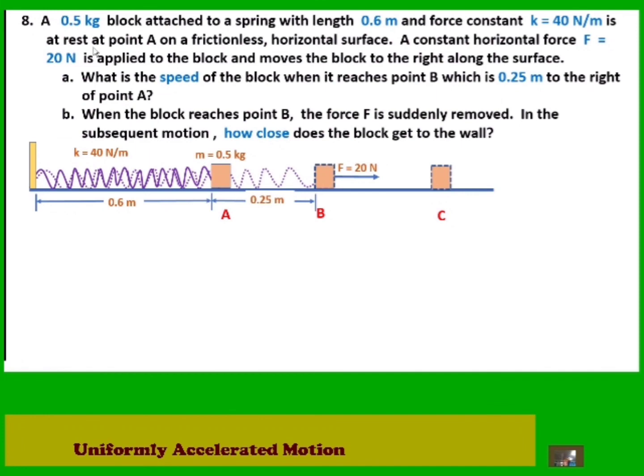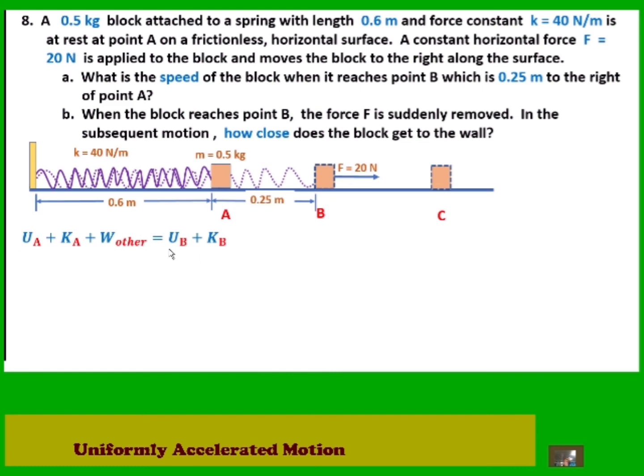Problem number 8. A 0.5 kilogram block attached to a spring with length 0.6 meter and force constant k equal to 40 newtons per meter is at rest at point A on a frictionless horizontal surface. A constant horizontal force F equal to 20 newtons is applied to the block and moves the block to the right along the surface. A. What is the speed of the block when it reaches point B, which is 0.25 meter to the right of point A? B. When the block reaches point B, the force F is suddenly removed. In the subsequent motion, how close does the block get to the wall? So this is our problem.